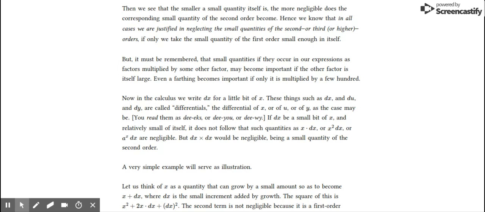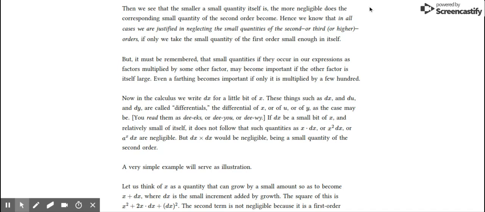Now, in the calculus we write dx for a little bit of x. These things such as dx and du and dy are called differentials. The differential of x or of u or of y, as the case may be. You read them as dx or du or dy. If dx be a small bit of x and relatively small of itself, it does not follow that such quantities as x dx or x squared dx or a to the x dx are negligible. But dx times dx would be negligible, being a small quantity of the second order.